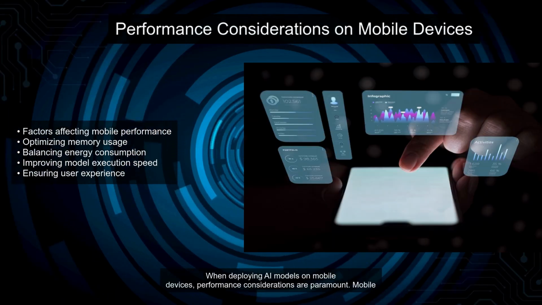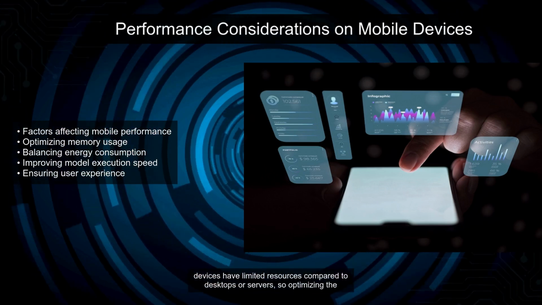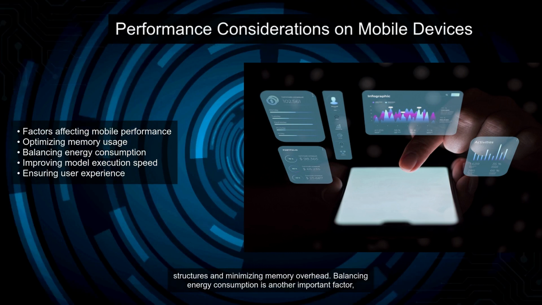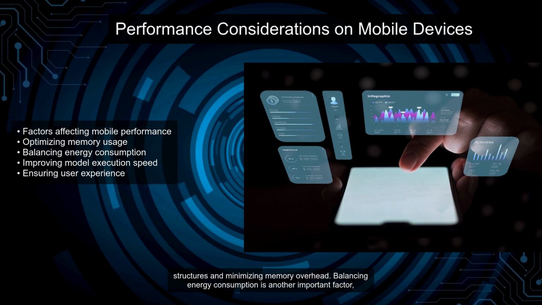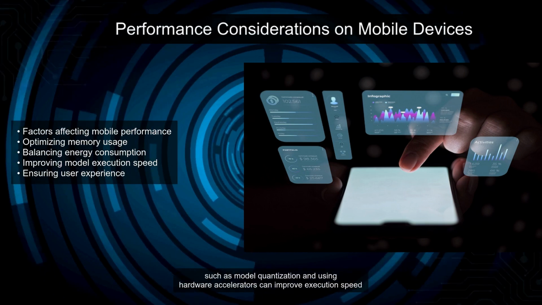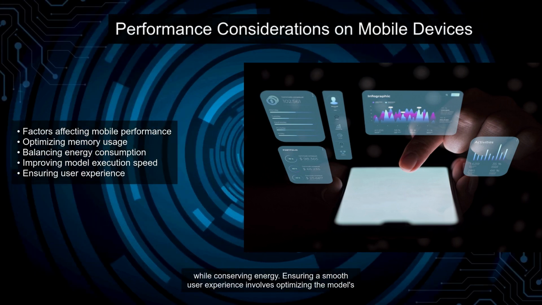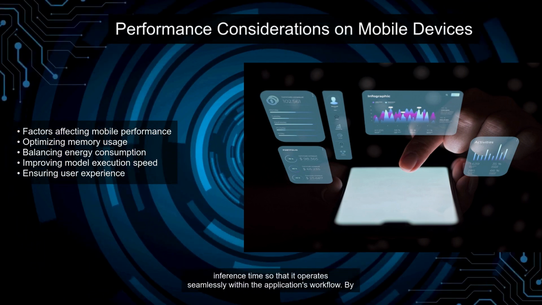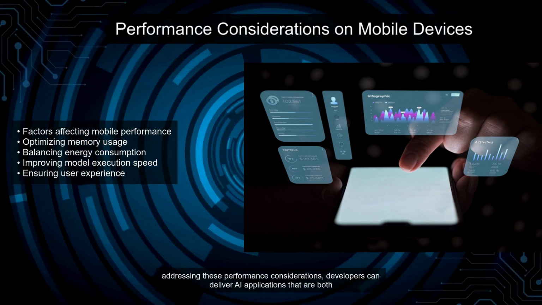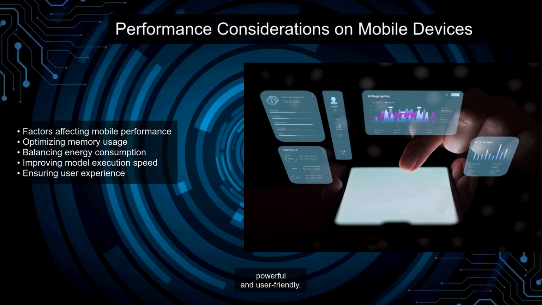When deploying AI models on mobile devices, performance considerations are paramount. Mobile devices have limited resources compared to desktops or servers, so optimizing the model's memory usage is crucial. Efficient memory management involves using lightweight data structures and minimizing memory overhead. Balancing energy consumption is another important factor, as AI models can be resource-intensive and quickly drain battery life. Techniques such as model quantization and using hardware accelerators can improve execution speed while conserving energy. Ensuring a smooth user experience involves optimizing the model's inference time so that it operates seamlessly within the application's workflow. By addressing these performance considerations, developers can deliver AI applications that are both powerful and user-friendly.